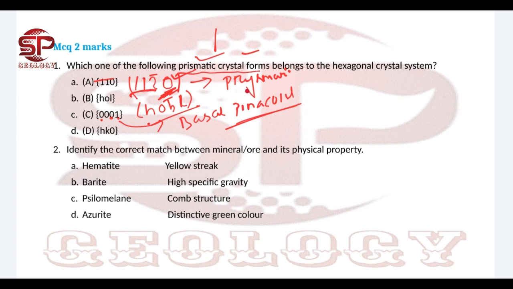Then identify the correct match between mineral and its physical property. Hematite will show cherry red streak, it will be incorrect. Barite, it has high specific gravity, it is correct. Philomelen, it doesn't show calm structure with economic mineral. Azurite is blue color, it is not green color. Malachite is green color, azurite is blue color. Answer will be B, barite.